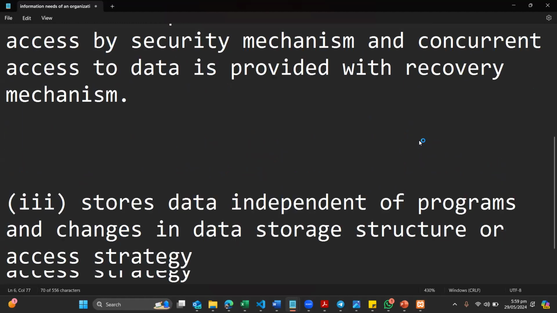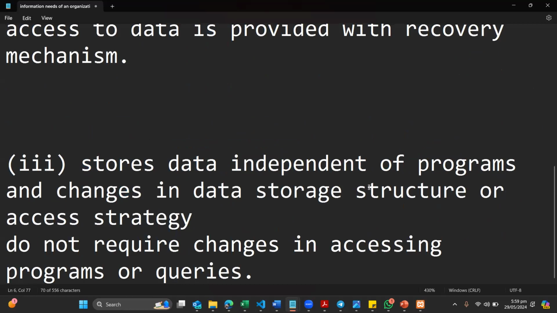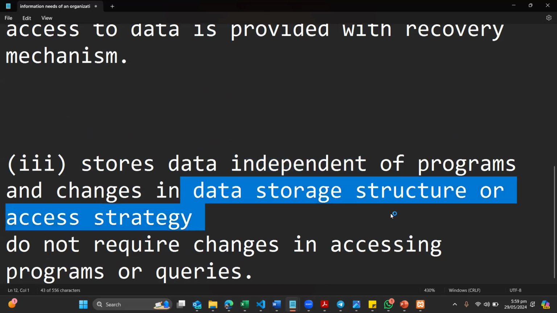We can also define a database as it stores data independent of the programs and changes in the data storage structure or access strategy. Do not require changes in accessing the program or query.